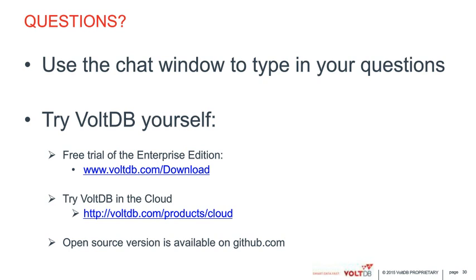We get this question a lot. VoltDB is in memory. How does it handle disaster recovery, backup, et cetera? Yeah, VoltDB is an in-memory system. All of the data that Volt manages is memory resident in DRAM. However, it's fully durable to disk.